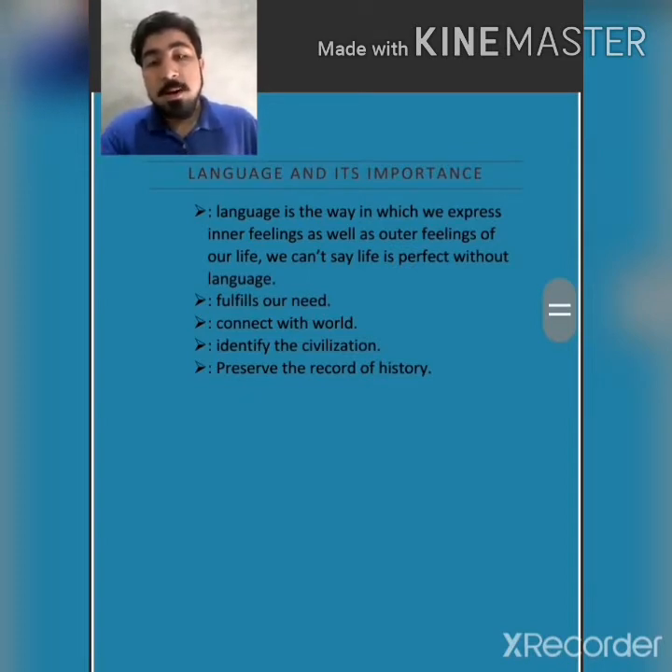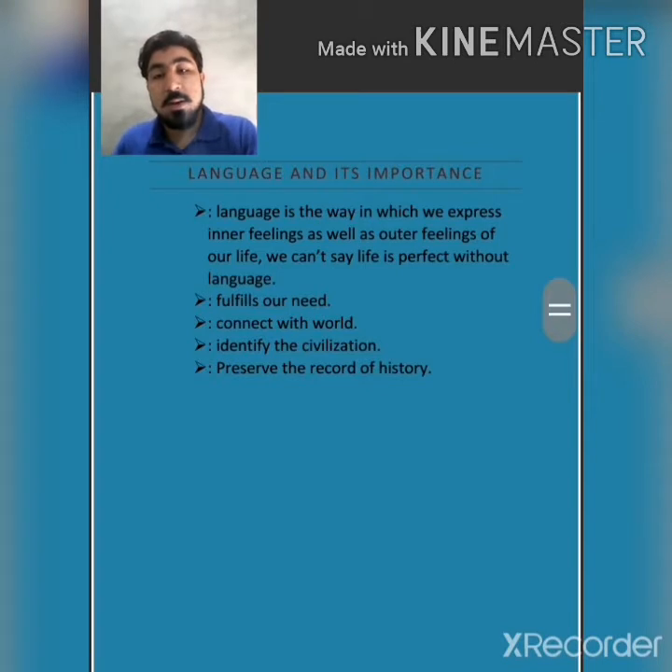Pursue the record of history. We can pursue the record of history from language. For example, we know about battles, wars, and more things from the previous record because we have no direct information about that. But through language, we read from the books and we understand something from the books. This is called the previous record of history.